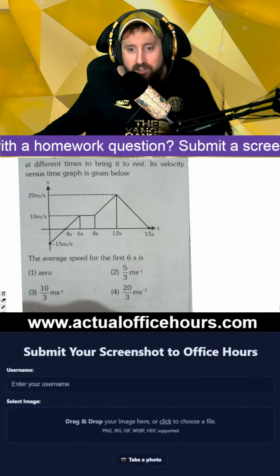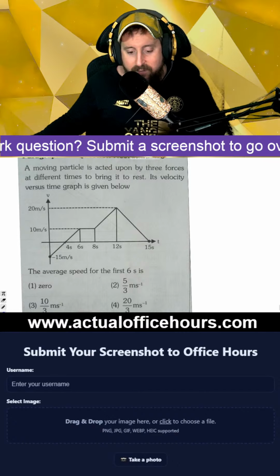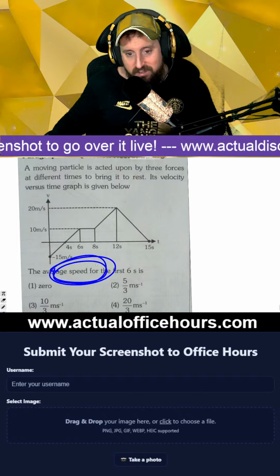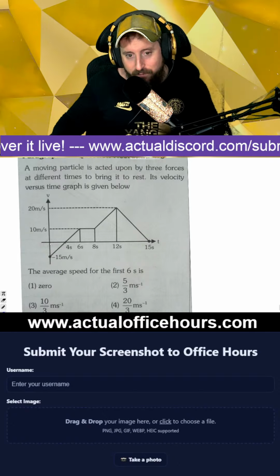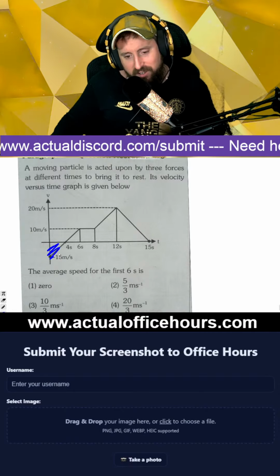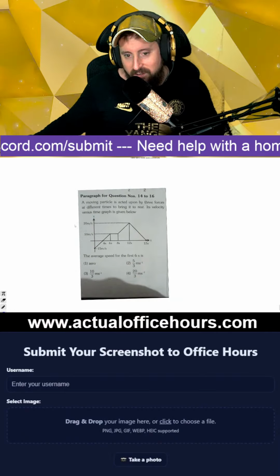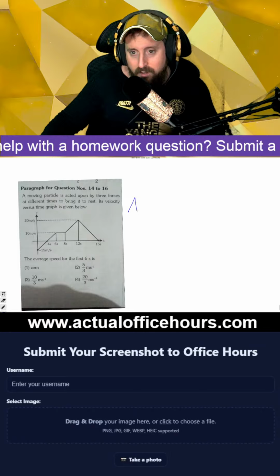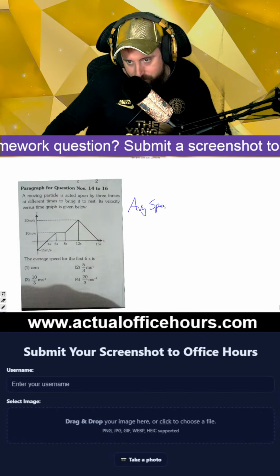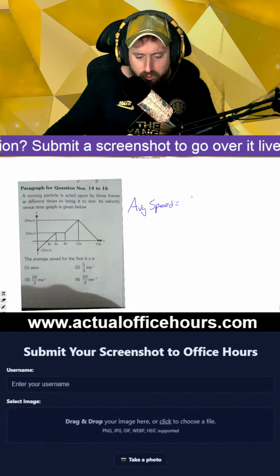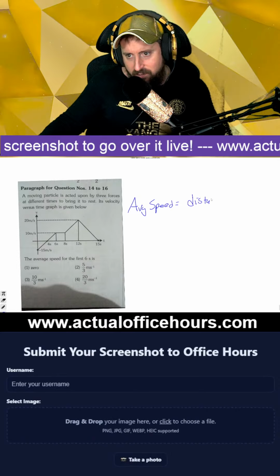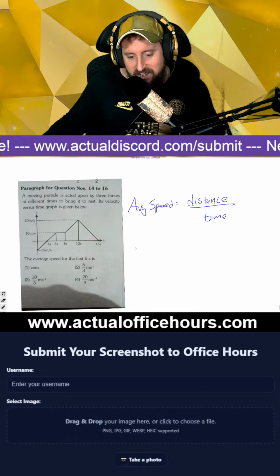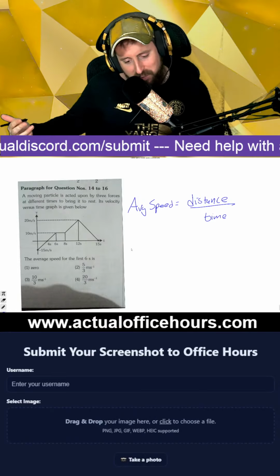The average speed for the first 6 seconds. Cool. Average speed. So this is curious because average speed is not the same thing as average velocity. For the first 6 seconds, the average velocity is like negative. But okay. So I always like to just write down the boilerplate definitions for this. So average speed is equal to distance divided by time, where distance is the absolute value of displacement.